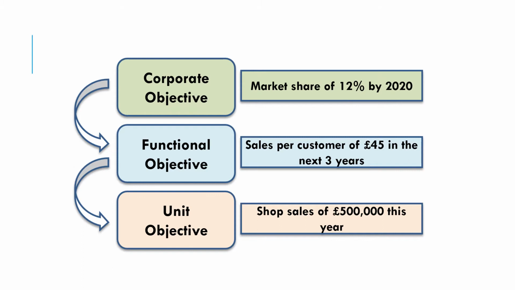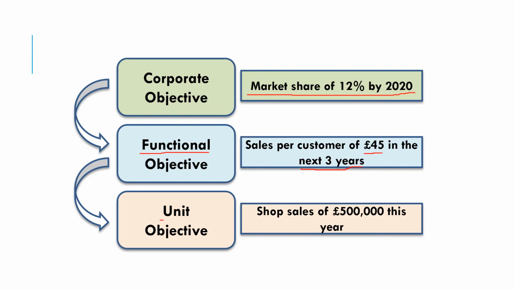So here's a more detailed example. We might have a corporate objective, which is to have a market share of 12% by 2020. Now, what does that mean for the marketing department, the function within the business? Well, in order to achieve the corporate objective for the business as a whole, we might need to have a target here of sales per customer, £45 per customer, achieved in the next 3 years.